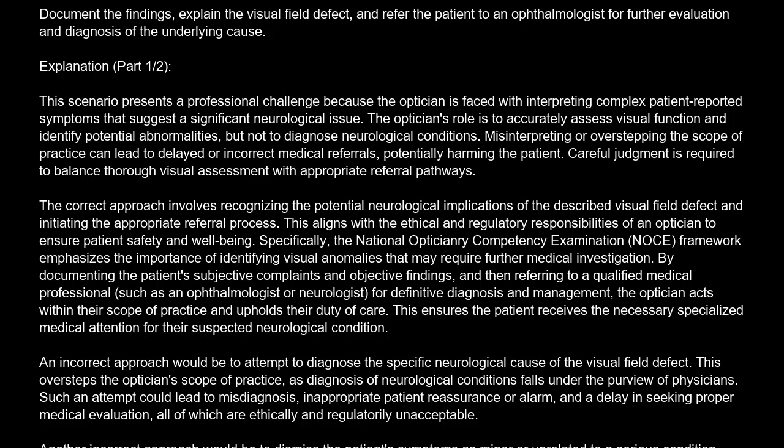neurological issue. The optician's role is to accurately assess visual function and identify potential abnormalities, but not to diagnose neurological conditions. Misinterpreting or overstepping the scope of practice can lead to delayed or incorrect medical referrals, potentially harming the patient. Careful judgment is required to balance thorough visual assessment with appropriate referral pathways. The correct approach involves recognizing the potential neurological implications of the described visual field defect and initiating the appropriate referral process. This aligns with the ethical and regulatory responsibilities of an optician to ensure patient safety and well-being.